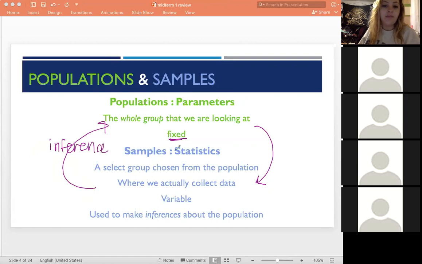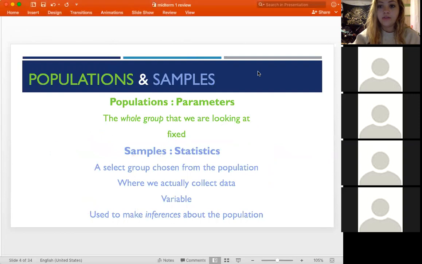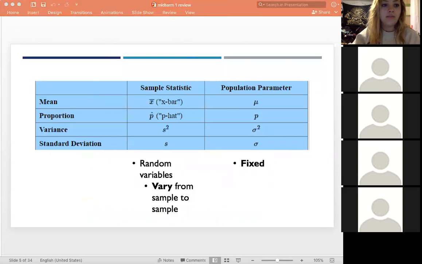So that's something to keep in mind, because we use samples and sample statistics because it's hard to get a population. And the difference here is that samples are going to be variable, so they're going to change as we go, because we usually try to take random samples to make them representative of the population. And as I said here, they are used to make an inference about the population.